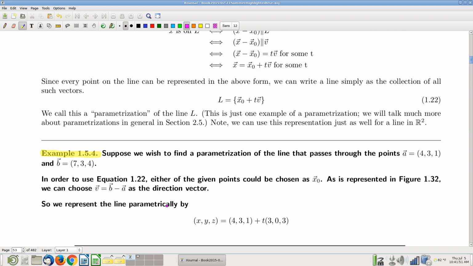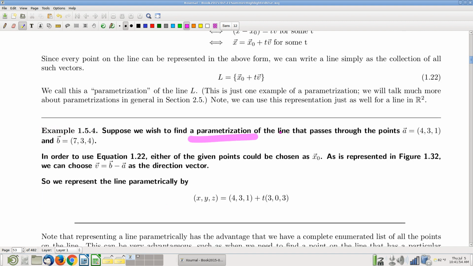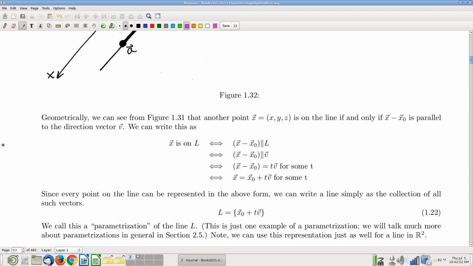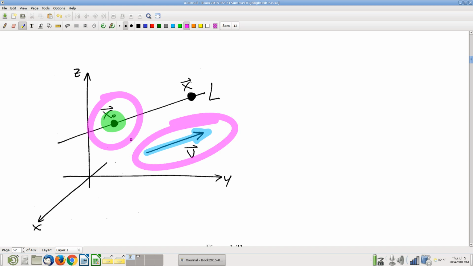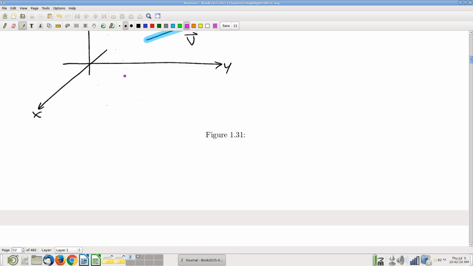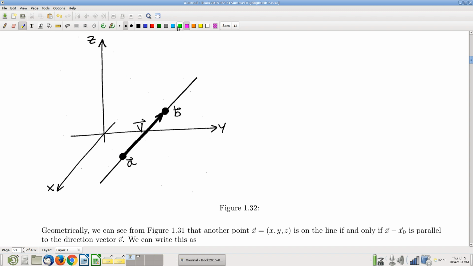Okay, so if you want to parameterize a line that passes through these two points, how do we go about finding a parameterization? To parameterize, I need a point on the line, and I need a vector parallel to the line. I have been given in this question a point on the line and another point on the line. Given two points on a line, we're flush with choices of what to be my x naught. Take either one, A or B, I don't care. Suit yourself.